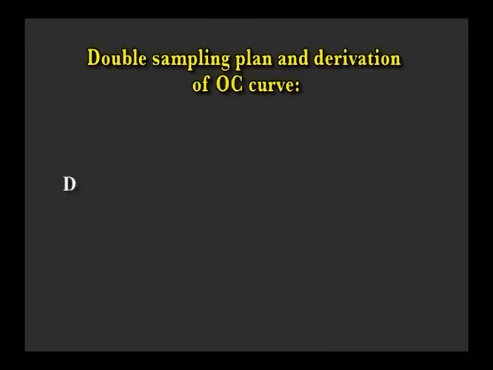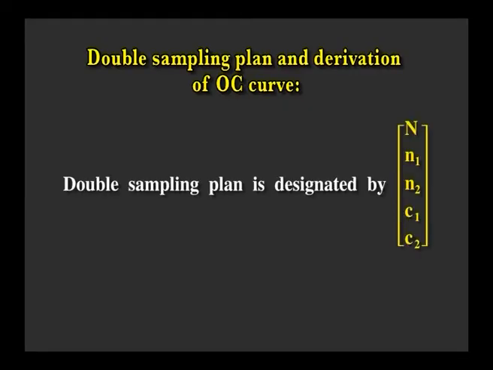One method of selecting a second sample to arrive at a more reliable decision is known as double sampling plan. In this scheme, a second sample is drawn from the same lot and the decision is taken according to the procedure given below. The parameters of the double sampling plan are small n1, small n2, c1 and c2, generally denoted by capital N the lot size, n1 the sample size of the first sample, n2 the sample size of the second sample, c1 acceptance criteria based on the first sample, c2 acceptance criteria based on the combined sample.